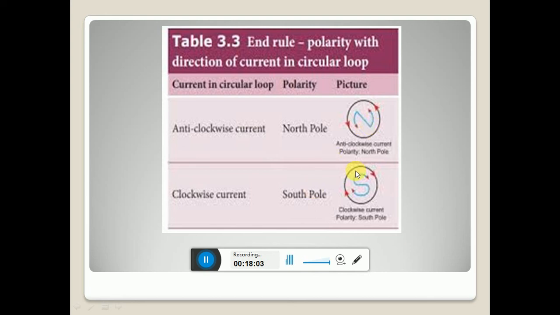Similarly, if the current is flowing through the coil in the clockwise direction, curl your fingers according to the direction of current flow, and the thumb will point in. The polarity is then such that the lines of force are entering that face, which is a south pole. So when current flows in the anti-clockwise direction, the face gives north pole, and when current flows in the clockwise direction, that face gives south pole.